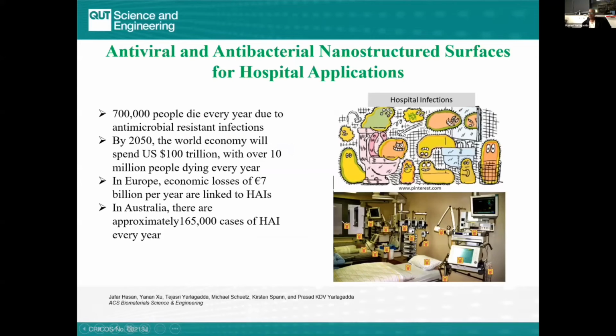In the world, about 700,000 people die every year because of hospital-acquired infections, because they are antibiotic resistant bugs, and millions of people are dying. In Europe in particular, it is expected to be a $100 trillion business, with 10 million people dying each year in the next 30 years. In Australia, there are approximately 165 cases of hospital-acquired infections every year, and some of them die because the bugs they get are antibiotic resistant.